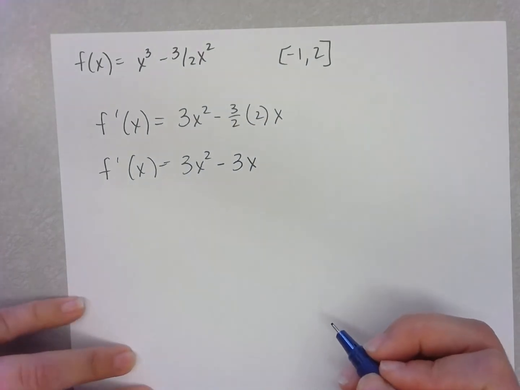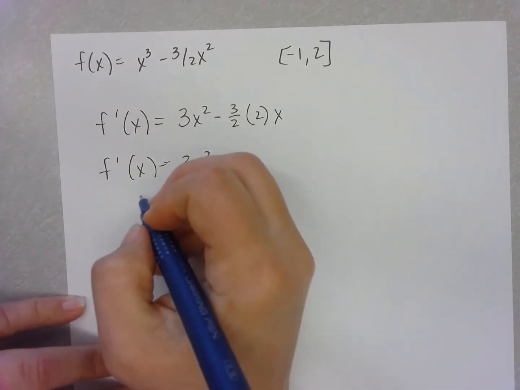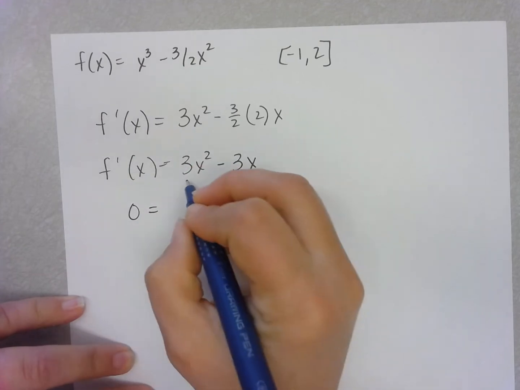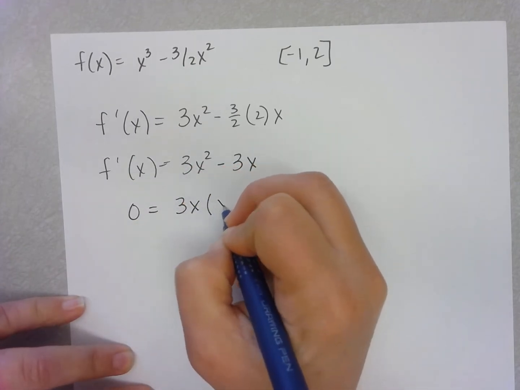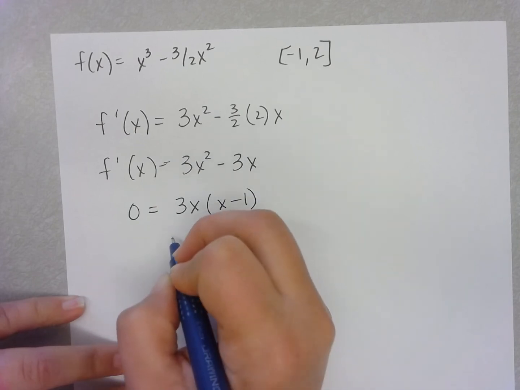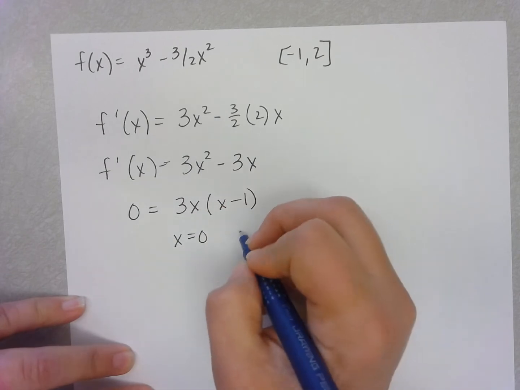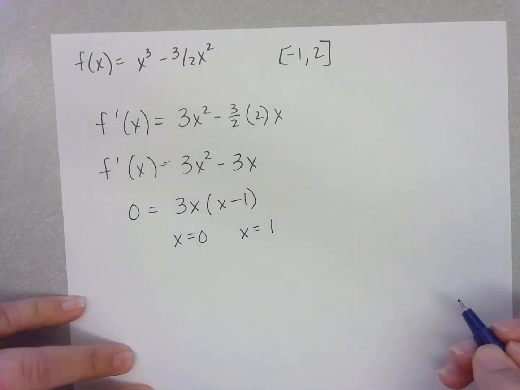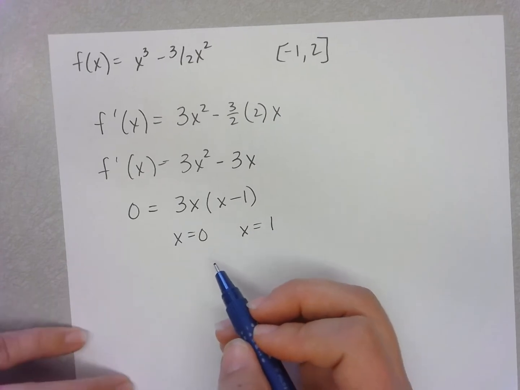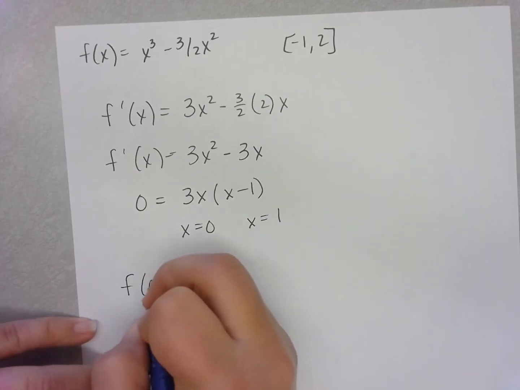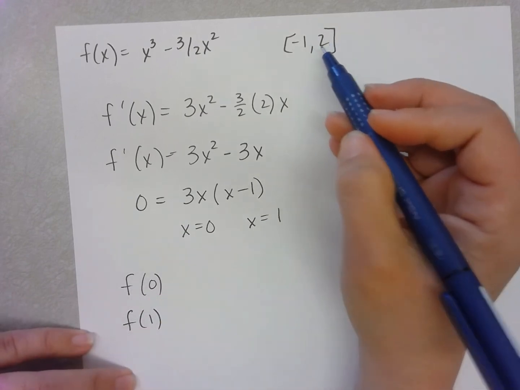I don't have any denominator, so I can rule out the fact that f prime of x will fail to exist somewhere. So 0 is equal to, again I'm going to factor. I factor out the common 3x, and I get x minus 1, which gives me x equals 0 from setting 3x equal to 0, and x equals 1 from setting x minus 1 equal to 0. Okay, so these are both in my interval, so this is good. So I'm going to evaluate f of 0 and f of 1. Those are my critical numbers. And then I'll evaluate my endpoints next.